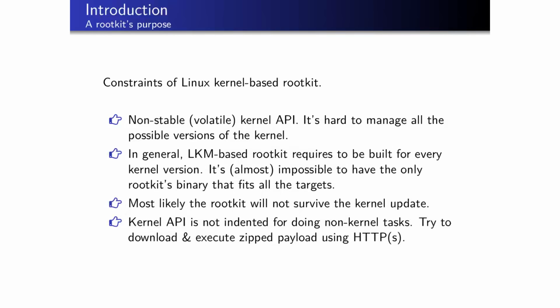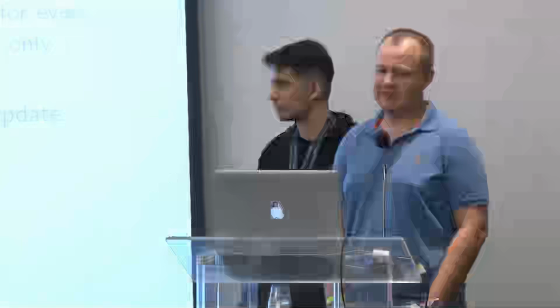There are some constraints when you are in the kernel, because it's not user space. The first constraint is that the kernel has an API, and this API is not so big, and it changes quite often. So it's hard to manage all possible kernel versions, because the API changes from version to version. Also, in general, if you have an LKM-based rootkit, LKM stands for Linux kernel module.